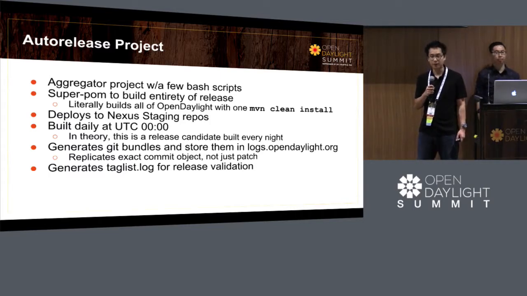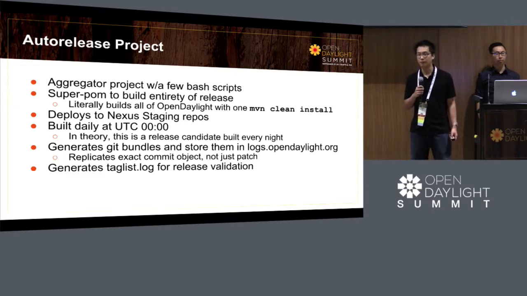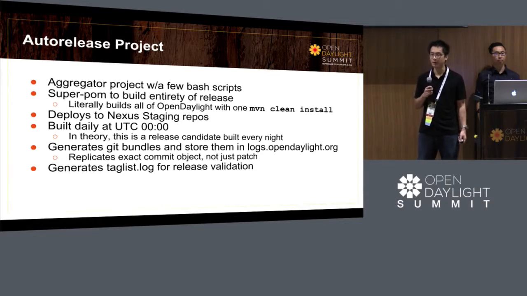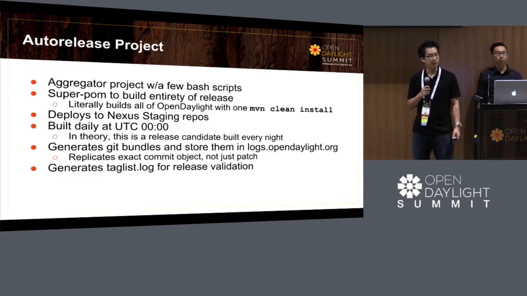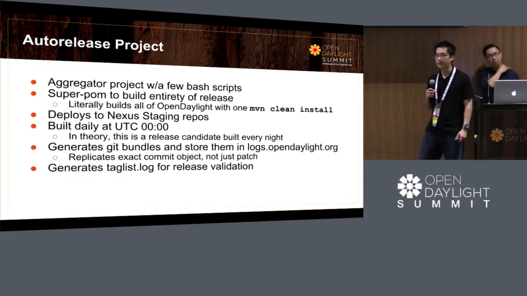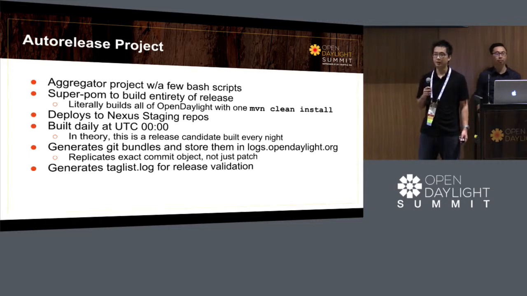And the biggest thing probably is the superpom in the Auto Release project, which is used to build all of OpenDaylight using a single Maven call. Boron takes about 8.5 hours-ish to build. So if you cloned Auto Release and ran a Maven clean install, it should take you about 8.5 hours. At the end of the build, it deploys all the artifacts to a staging repo in Nexus, which we can use to test and make sure the release is good.